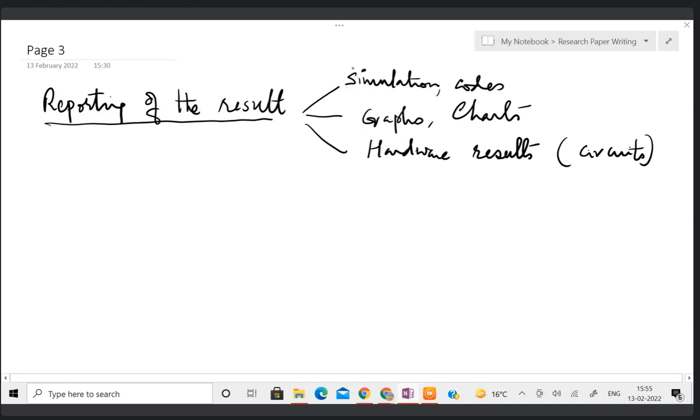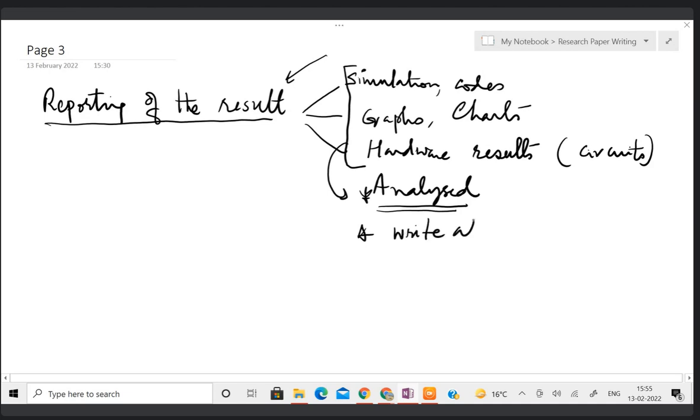Then all these things need to be analyzed. So analyzing the result is one of the important parts of this section. Reporting the result should be followed by analyzing the result, and then you should write about the inferences that you obtained from the result.